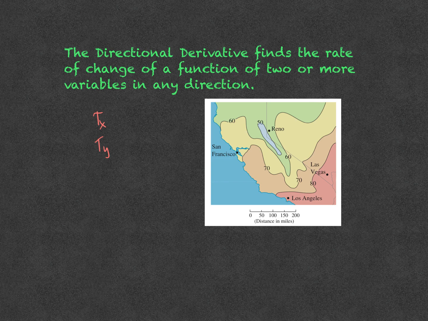It allows you to not just travel directly east and west or directly north and south. It lets us look at other directions. Therefore, it's called a directional derivative.